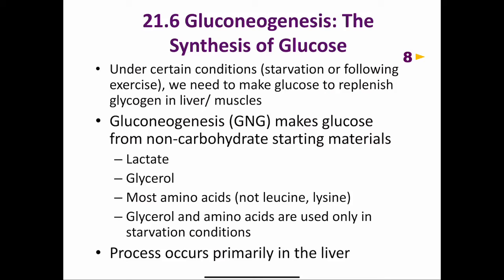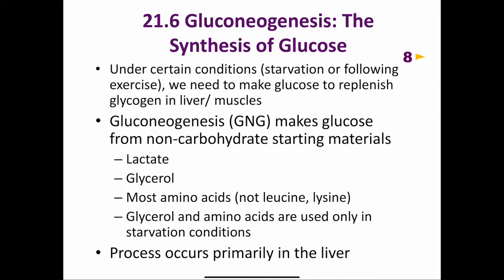Under normal conditions, we have enough glucose to satisfy our needs. However, under some conditions, the body must make glucose. This is necessary following strenuous exercise to replenish the liver and muscle supplies of glycogen. It also occurs during starvation so that the body can maintain adequate blood glucose levels to supply brain cells and red blood cells. Under normal conditions, these two tissues use only glucose for energy.